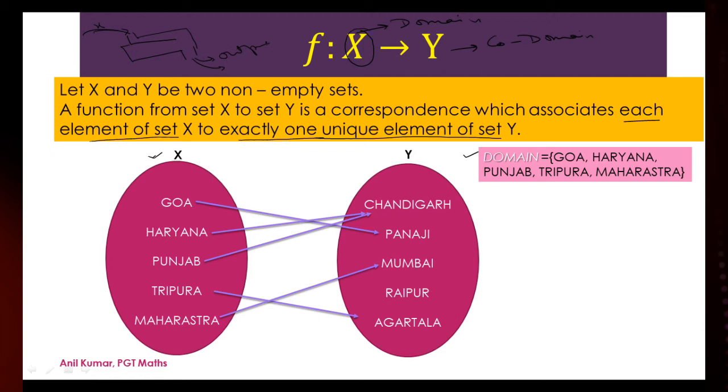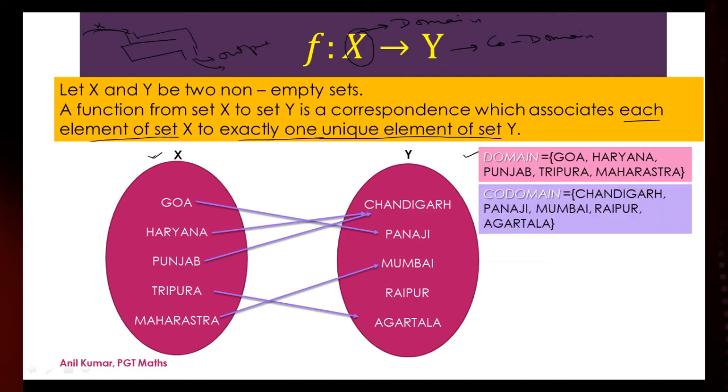So how is it a function? When I ask you what is the capital of Haryana, you will say Chandigarh. This is a unique answer. When I ask what is the capital of Punjab, you will say Chandigarh. This is again a unique answer. So in that way, it's a function.